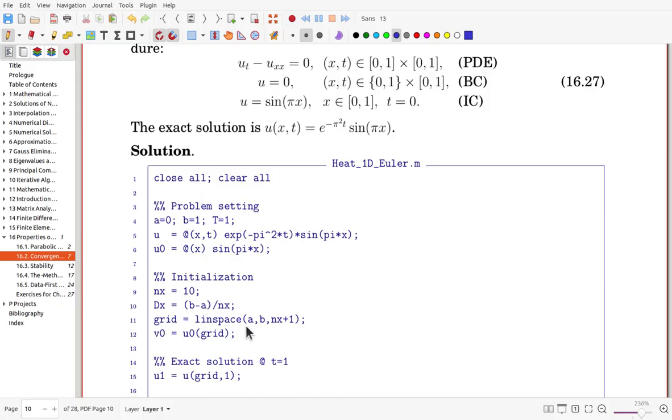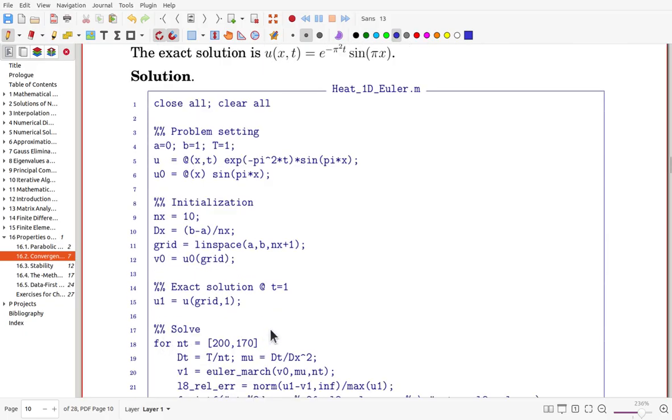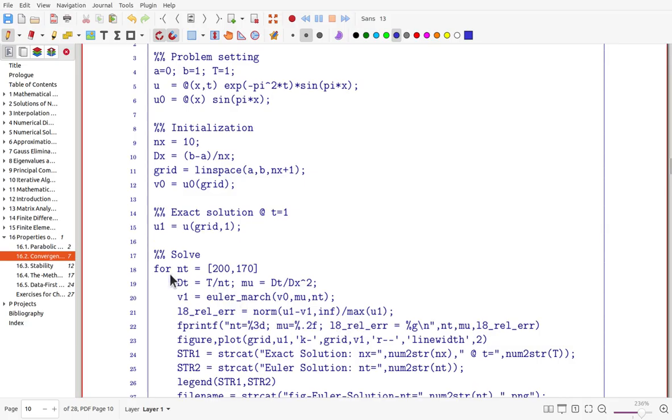Now, here from x0 to xn, we have 11 points, so 10 subintervals. For these grid points, the initial value V0 is obtained. Now at time 1, on the same grid, from the definition, we can get the exact solution at time 1. We solve the problem for two different NT. One is 200, one is 170. For each one, we can get delta t and the corresponding mu, and we make the Euler march from the initial value with mu and nt. We can get v1, the solution at time 1. So we can measure the difference, the relative error, and print it out. And also we'll try to get a figure.